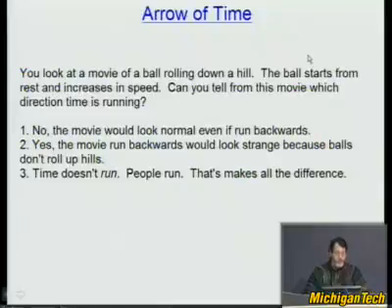Rated by Rotten Tomatoes as the second most popular movie of this lecture. You look at a movie of a ball rolling down a hill. The ball starts from rest and increases in speed. Not very interesting, or is it? Can you tell from this movie which direction time is running?